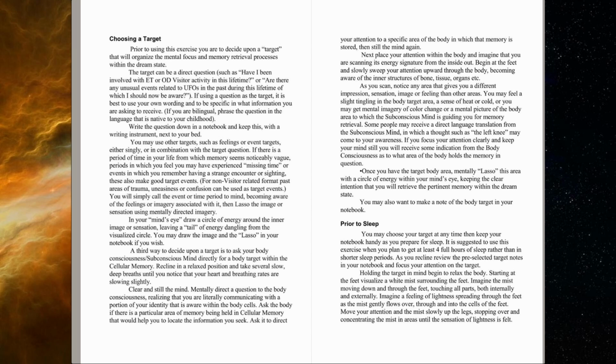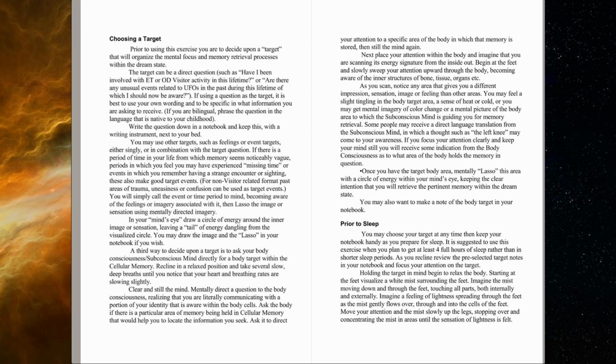A third way to decide upon a target is to ask your body consciousness, subconscious mind, directly for a body target within the cellular memory. Recline in a relaxed position and take several slow, deep breaths until you notice that your heart and breathing rates are slowing slightly. Clear and still the mind. Mentally direct a question to the body consciousness, realizing that you are literally communicating with a portion of your identity that is aware within the body cells. Ask the body if there is a particular area of memory being held in cellular memory that would help you to locate the information you seek. Ask it to direct your attention to a specific area of the body in which that memory is stored, then still the mind again.